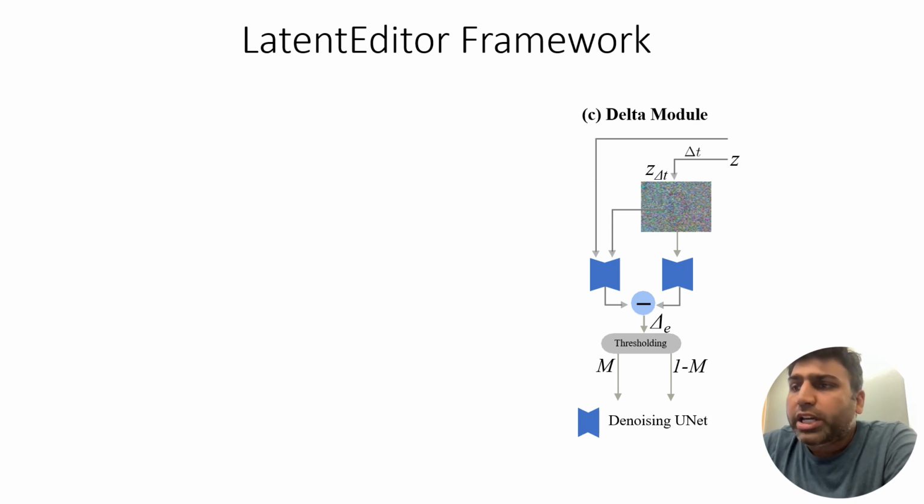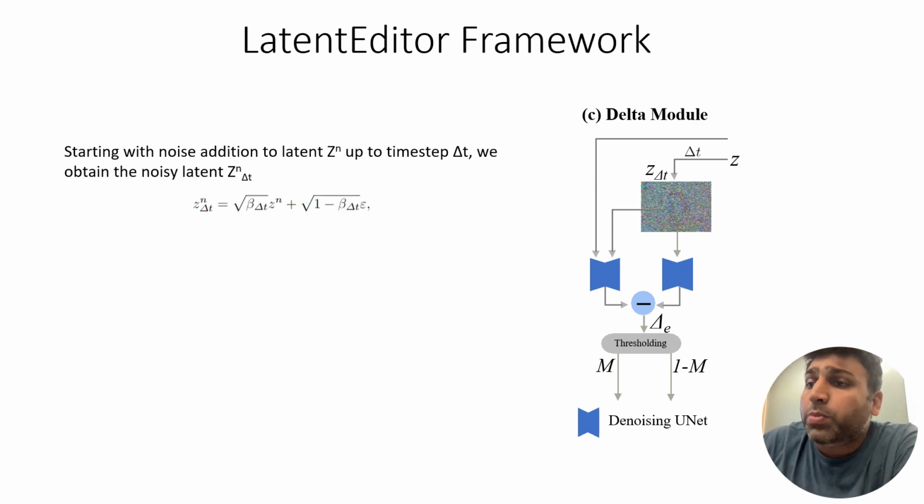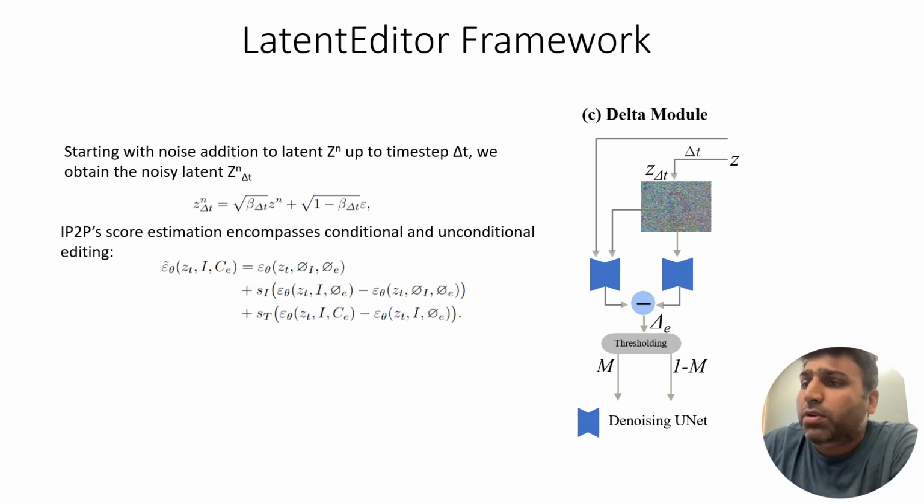Here is the more detailed functioning of the delta module, where we basically modulate the IP2P noise estimates to calculate the mask that leads to the local editing.